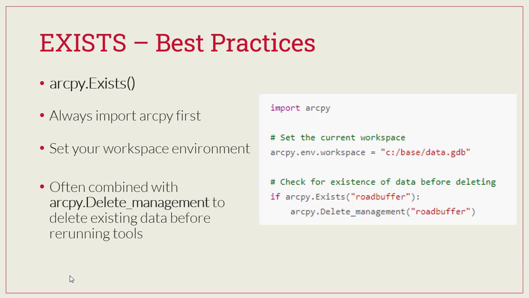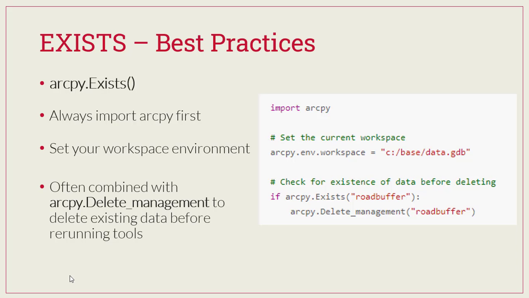Notice here that we're setting the current workspace, and then we're using arcpy.Exists in this code snippet to ask a question. Does a data set or feature class named road buffer exist within our data geodatabase? Notice it's set up as an if statement. Now, if that line, if arcpy.Exists road buffer, returns a true value, it will go on to the if statement. If it returns a false value, remember if, then, and else rely on true versus false, it will skip over what's inside of the if statement.